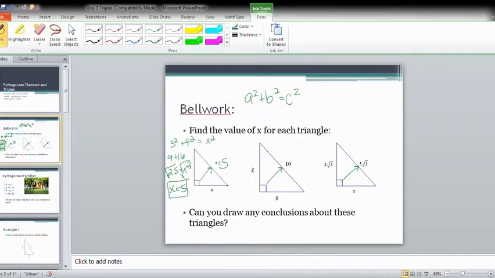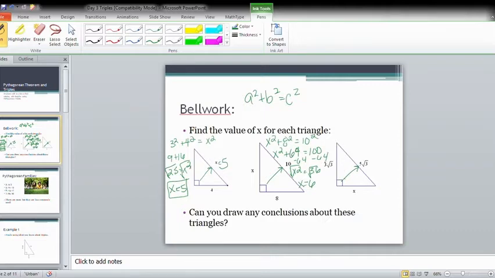Again, now I'm trying to solve for a or b, so we'll call that a. x squared plus 8 squared is equal to 10 squared. I have x squared plus 64 is equal to 100. I'm going to subtract 64 from both sides, giving me x squared is equal to 36. And then I'm going to take the square root, so I have x is equal to 6.